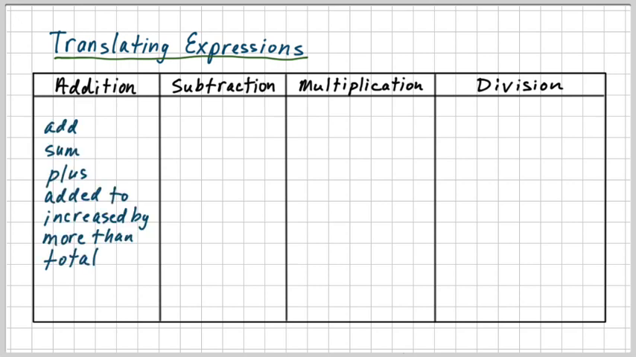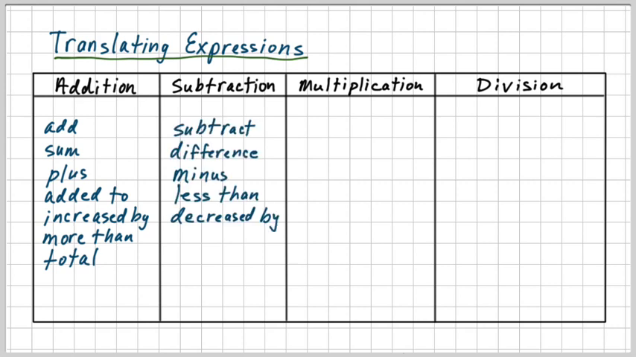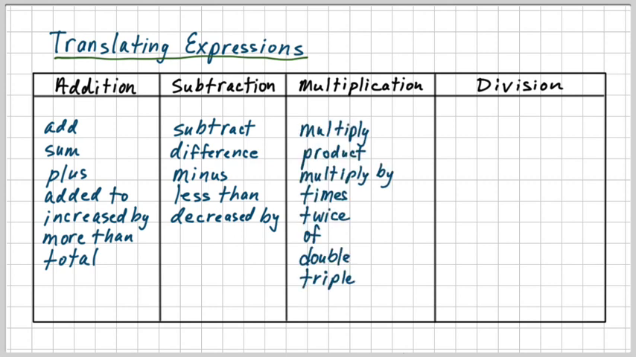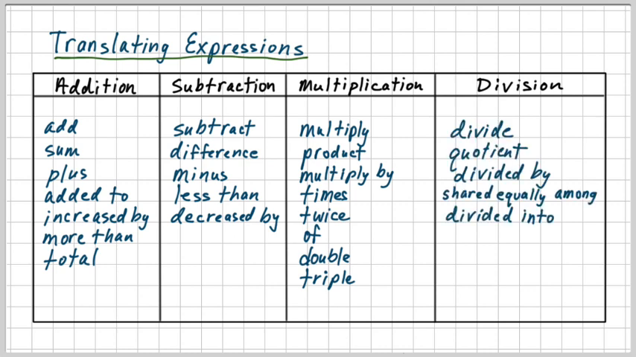So for addition, we have words like sum, add, plus, added to, increased by, more than, total. For subtraction, we have words like subtract, difference, minus, less than, decreased by. For multiplication, we have multiply, product, multiply times, twice, of. Like when you find 1/2 of 10, you could think of that as a multiplication problem, 1/2 times 10. Double and triple, that also indicates multiplication. And finally, for division, we have divide, quotient, divided by, shared equally among, divided into.